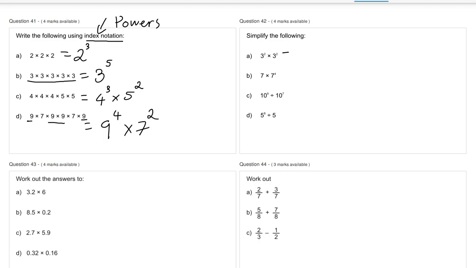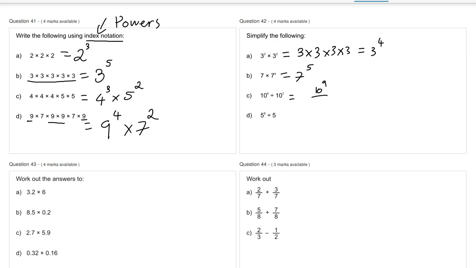And then for 42, you've got 3 squared times 3 squared, which is really 3 times 3 times 3 times 3, which is going to be 3 to the power 4. 7 times 7 to the 4 is 7 to the power 5, because you've got 5 sevens being times together.